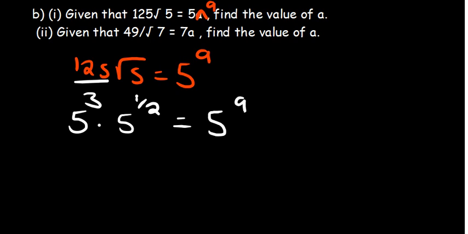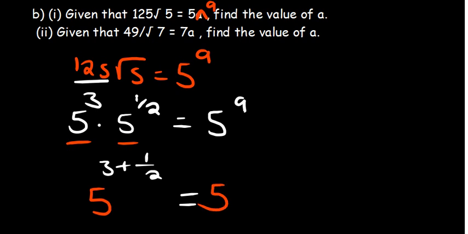So what are we multiplying? We're multiplying the same bases, so we can maintain the base. Then we said for multiplication you add the powers. So you have the addition of 3 plus 1 over 2 being equal to 5 to the power a. The other law that we talked about is when you have the left and right hand side with the same bases, the powers are supposed to be equivalent. So a is going to be equal to 3 plus 1 over 2.